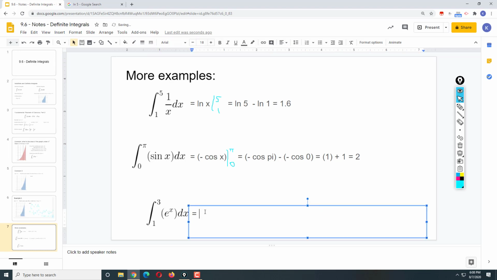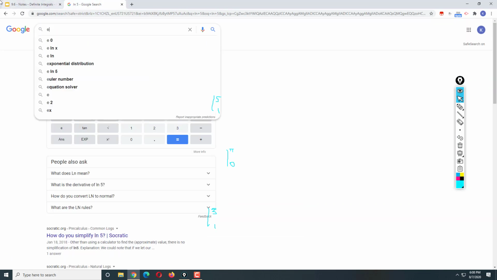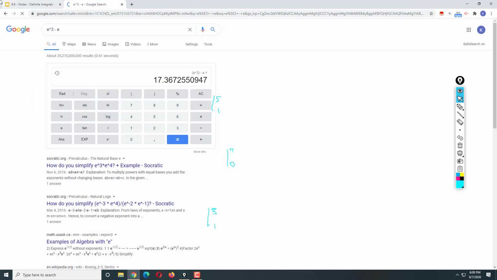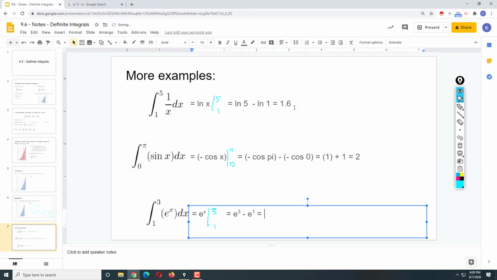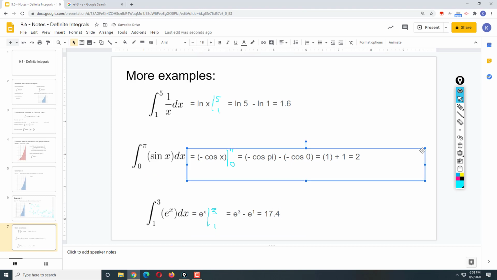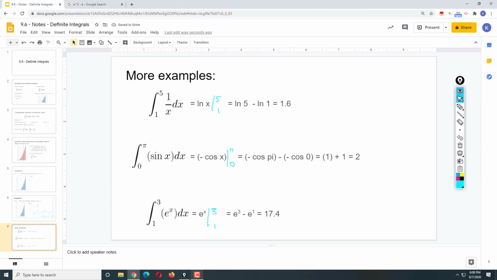Last example, the integral from 1 to 3 of e to the x dx. Okay, the integral of e to the x is e to the x because the derivative of e to the x is e to the x. We want to evaluate it at 3 minus e to the x evaluated at 1. So that's going to be e to the third power minus e to the first power. So e to the third power minus e is going to be about 17.4. So this is about 17.4. All right, that's it.